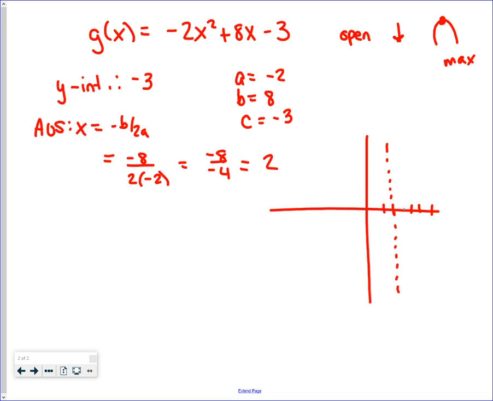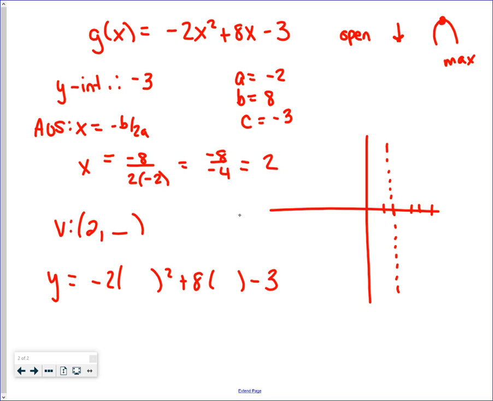So if that's my axis of symmetry, my vertex is on here somewhere. It's 2 something, right? So my vertex is (2, I don't know). Is that okay? So to find the y, I'm going to go back up to my original equation, -2 something squared plus 8 something minus 3. What did we just say all those x's are? We literally said x equals 2. So I'm going to put 2's in, okay?